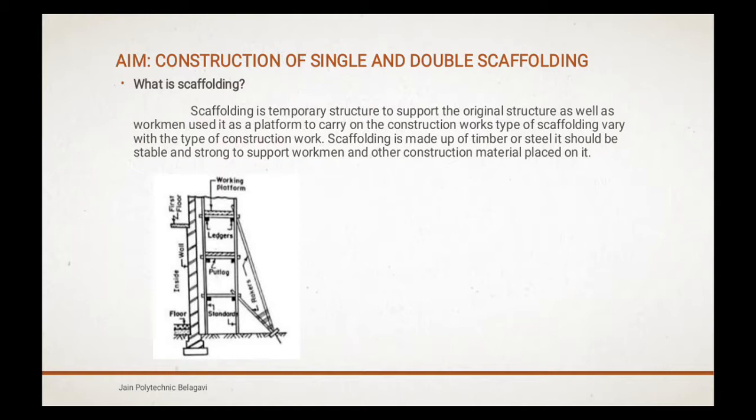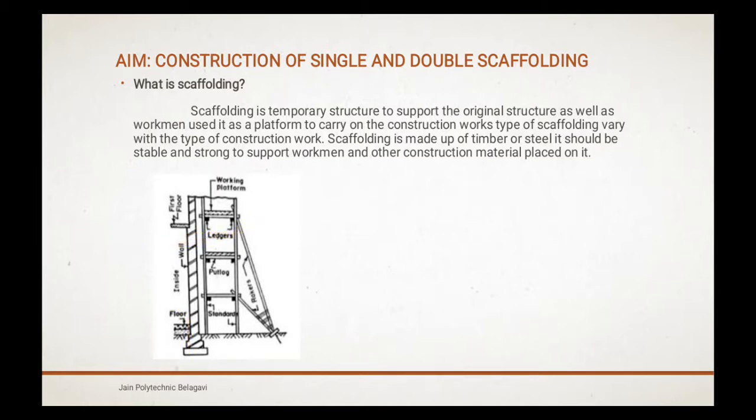So here is the cross section of a scaffolding. This is the wall portion and this is the foundation. This is the ground level. Here is the working platform. This is a ledger. This is a putlog. This is a standard, and this is a raker. This is the first floor, and this is the ground floor.